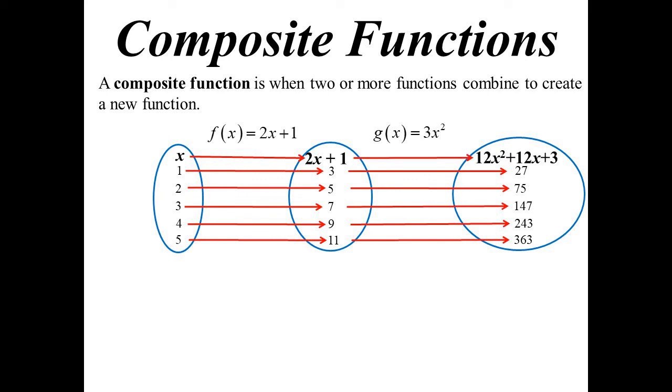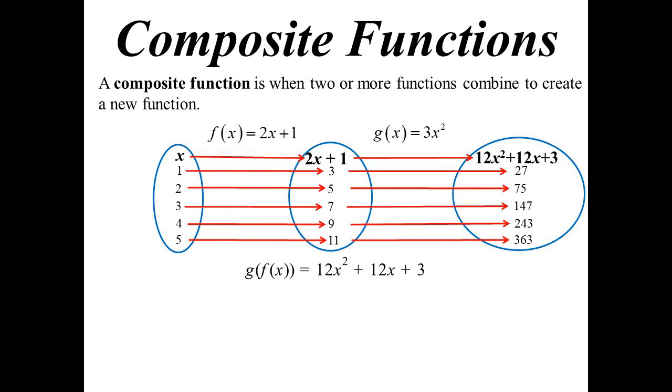Well, that would be equivalent to if I just got the first set and applied a function to it to get the third set. The question is, what is that function? Well, it's the one we would get if we substituted in 3x squared into function f of x. And on this one, it actually turns out to be 12x squared plus 12x plus 3. So it's the composite function. It's the equivalent of putting x into one function and then into another one.